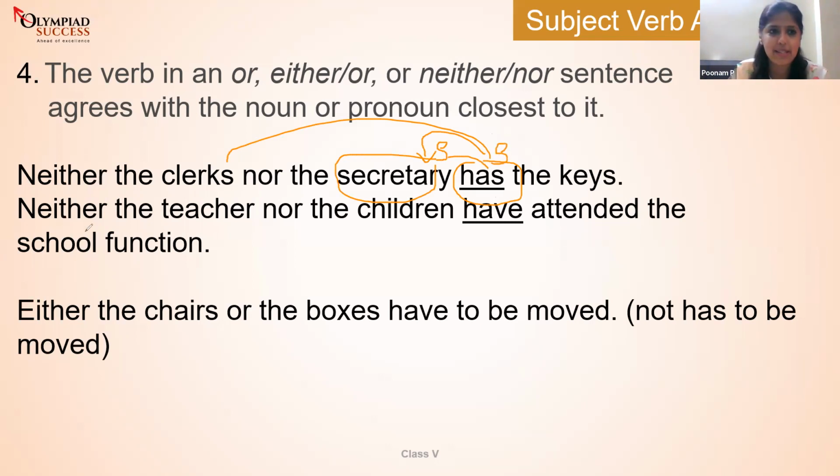Now let's look at the next one. Neither the teacher nor the children have attended the school function. Here have is closest to children, and children here is clearly plural. Hence the verb that we use here also is plural. Got it? If I interchange, I bring the children here, neither the children nor the teacher, then this will become has. So make sure the one which is closest to the verb will take its form. Clear?